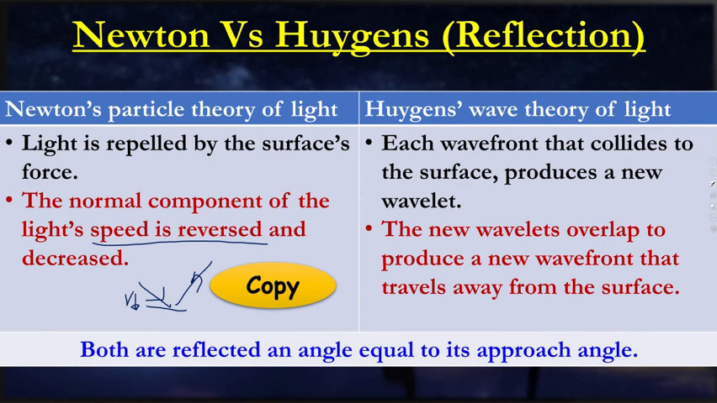Huygens basically said the new wavelets overlap each other and travel away. So he didn't have any new explanation about the speed of light. He just said it gets reflected by producing new wavefronts. Both agreed though that the reflected angle would equal the approaching angle, or as we call it, the incident angle.